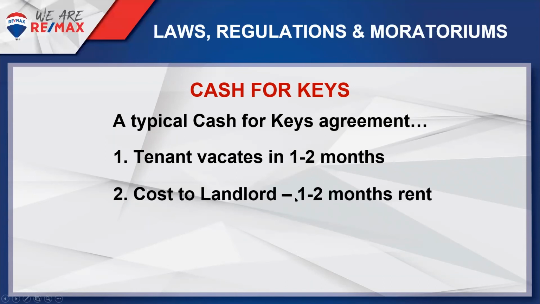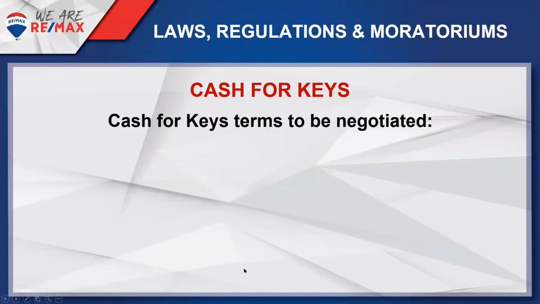The cost to the landlord generally hovers around 1 to 2 months rent. It's going to be hard to entice a tenant to take a cash for keys offer if you give less than a month's rent. A month's rent might be the minimum. I've had several people tell me that they've had to go to 2 months to get the tenant out. But again, if you have a $2,000 a month property, that's only $4,000 as opposed to $8,000 or $10,000 trying to go through the legal channels.